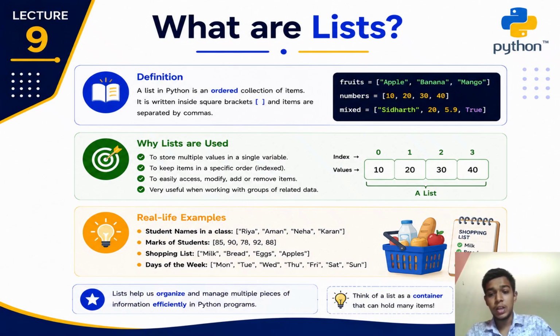The key point to remember is that the list helps us organize and manage multiple pieces of information efficiently. You can think of a list as a container that can hold many items together. Now, in the next slide, we will learn how to create lists in Python and see different ways of writing them with practical examples.